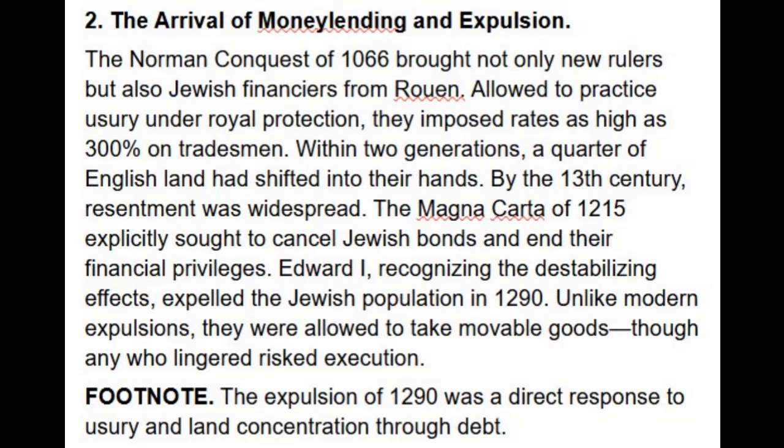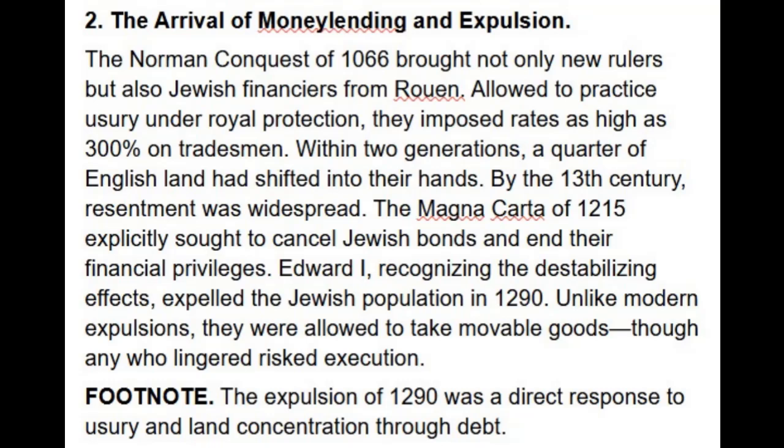2. The arrival of moneylending and expulsion. The Norman conquest of 1066 brought not only new rulers but also Jewish financiers from Rouen. Allowed to practice usury under royal protection, they imposed rates as high as 300% on tradesmen. Within 2 generations, a quarter of English land had shifted into their hands.